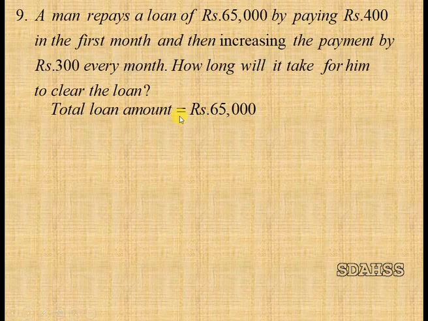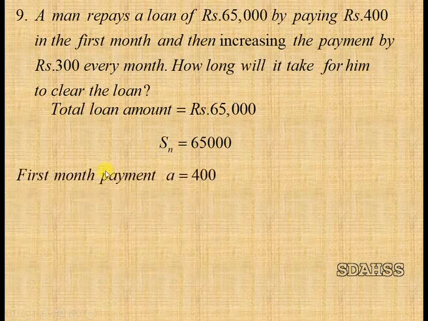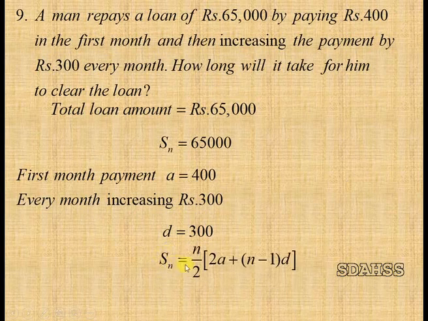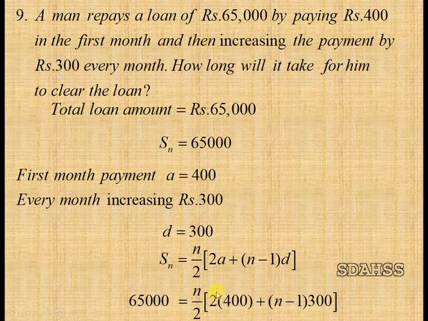Here the total loan amount is rupees 65,000. So Sn is equal to 65,000. First month the payment is rupees 400, so a is equal to 400. And every month increasing by rupees 300. So d is equal to 300. Use the Sn formula. We know that Sn is equal to n by 2 into (2a plus (n minus 1) into d). Substitute the values. So you have 65,000 is equal to n by 2 into (2 into 400 plus (n minus 1) into 300), and cross multiply.